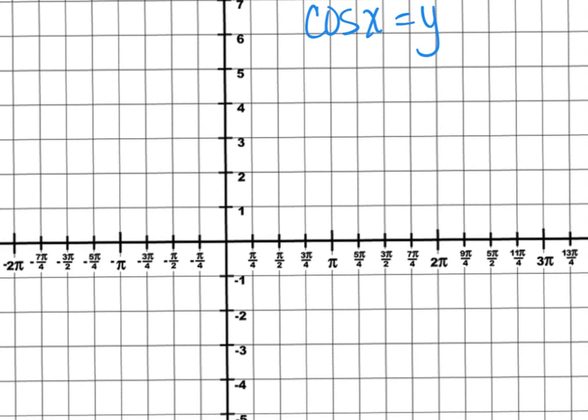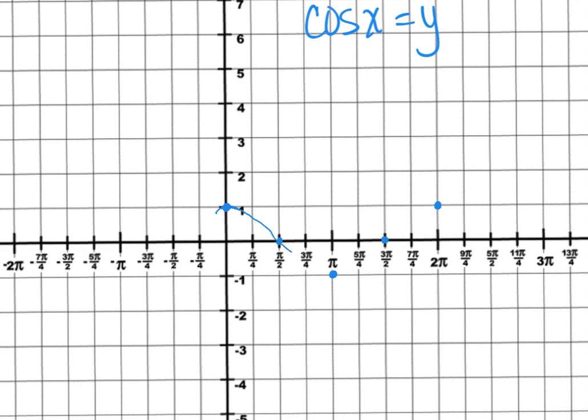If I were to plug in a zero for cosine, what is my cosine value at zero? Positive one. All right, my cosine value at zero is positive one. All right, my cosine value at pi over two. Cosine value, x value at pi over two. Zero, yeah, it's top. It's right here. All right, cosine value at pi. Negative 1. Cosine value at 3 pi over 2. And cosine value at 2 pi. 1.